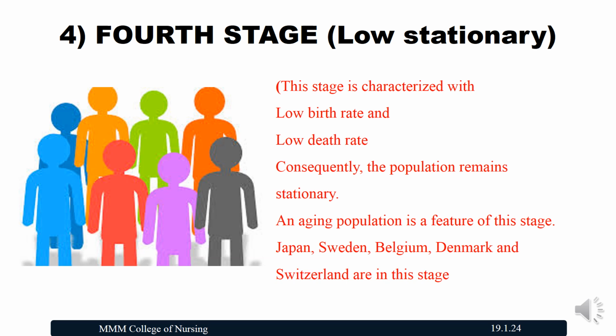The fourth stage, low stationary stage. This is characterized by a low birth rate as well as a low death rate. Consequently, the population remains stationary. An aging population is the future of this stage. For example, Japan, Sweden, Belgium, Denmark and Switzerland are in this stage.